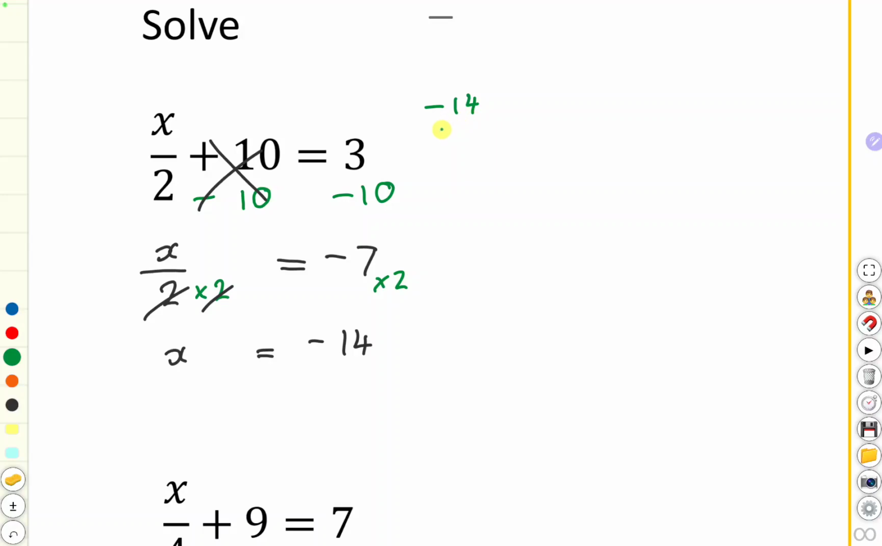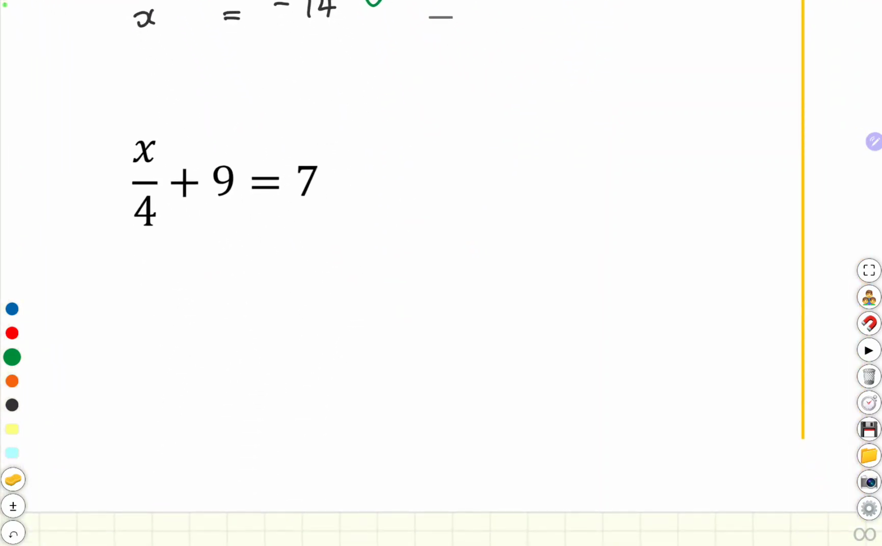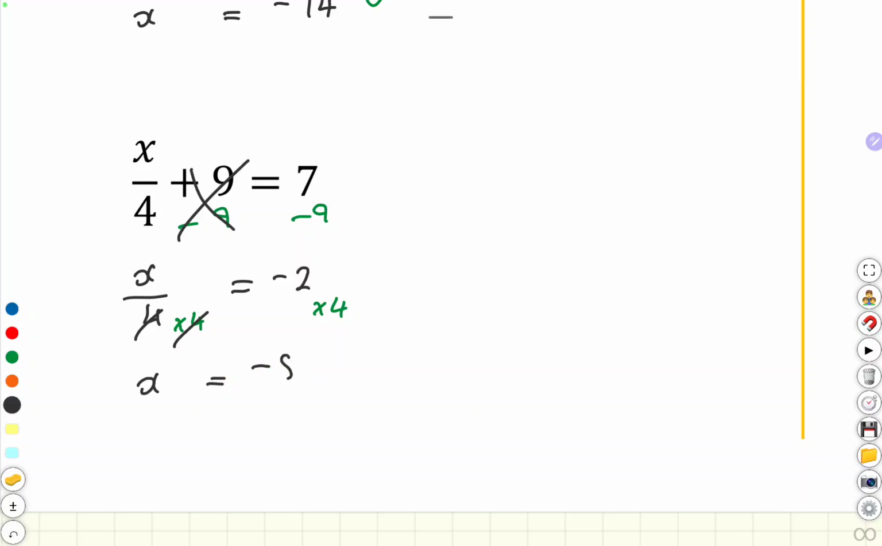So minus 14 divided by 2 plus 10. So minus 14 divided by 2 is minus 7. Minus 7 plus 10 equals 3. I can move on knowing I'm correct. Next example. I need to minus 9 from both sides here first. So the 9's cancel. So I've now got x over 4 equals 7 take away 9, which is minus 2. I need to now multiply both sides by 4. And that cancels with that. Then x equals minus 8.